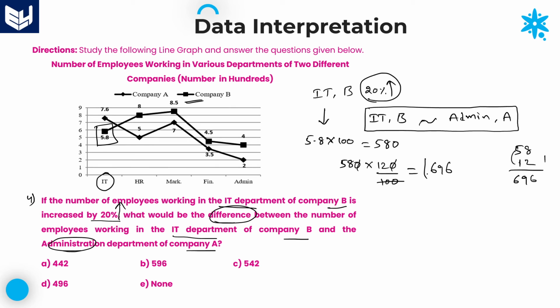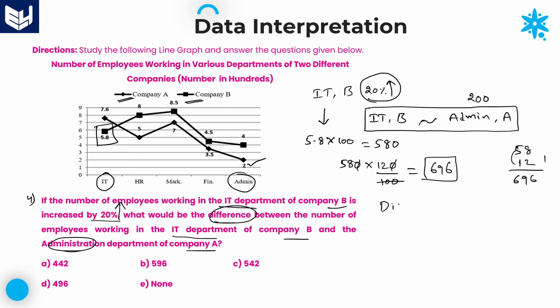One value is already calculated. Now one more value is the administration department of company A. Here company A is represented by the rhombus shape, which is 2, and 2 is nothing but 200. So this value is 200, whereas the IT department of company B, we got as 696.